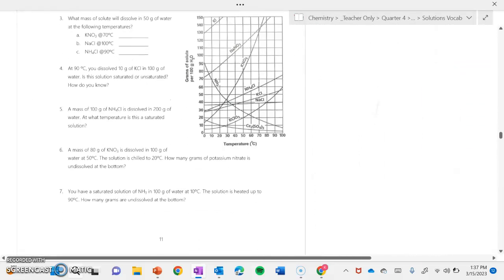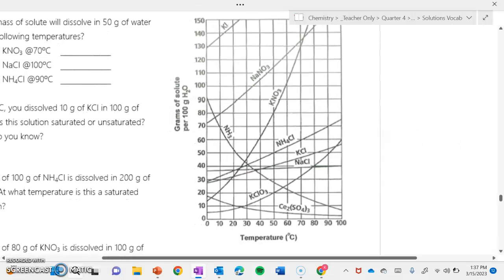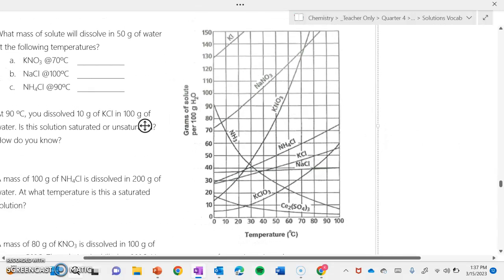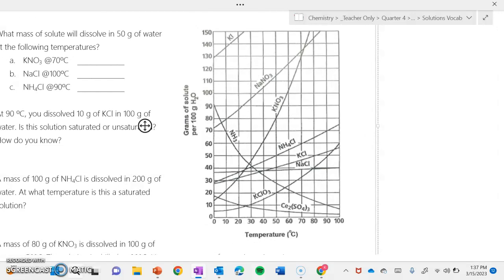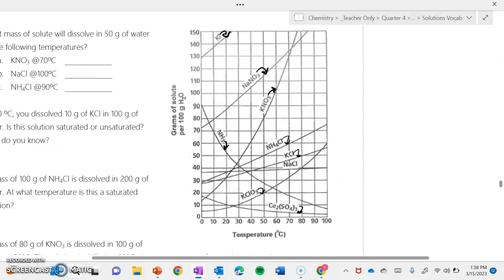On the back, or on page 11, you have another solubility curve. This time, instead of being labeled A, B, C, and so on, these are actually labeled with the solute chemical formula. So just be careful on which is which, because some of the labels are really close. They're all written above their line. So you just need to identify which is which. And then I would suggest color coding them if you have highlighters or crayons or something that can help you.